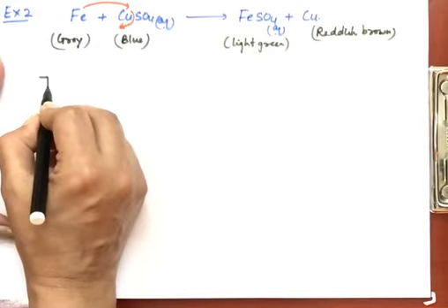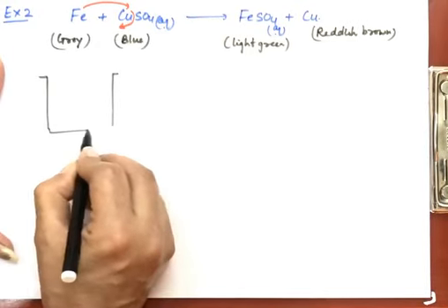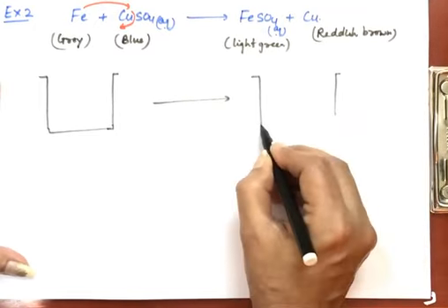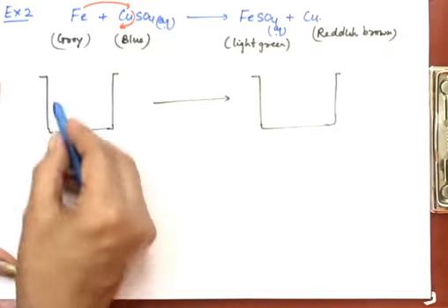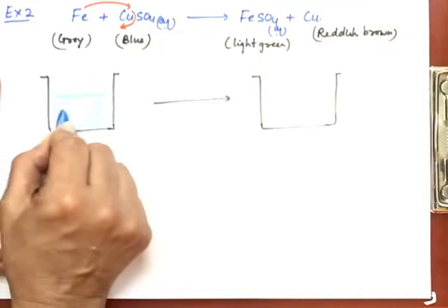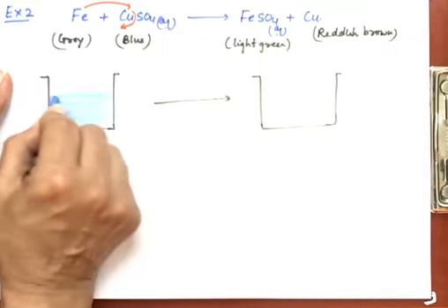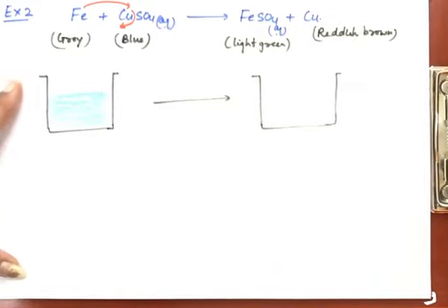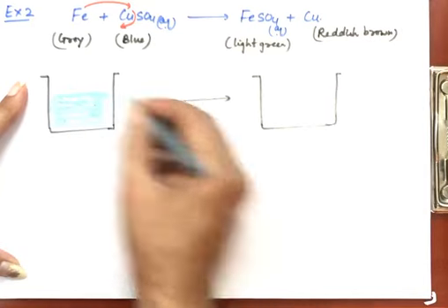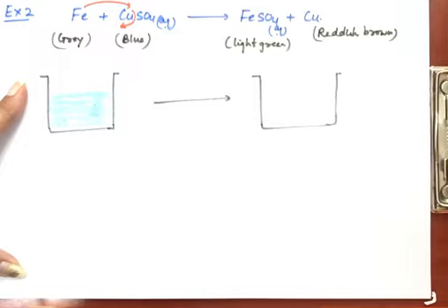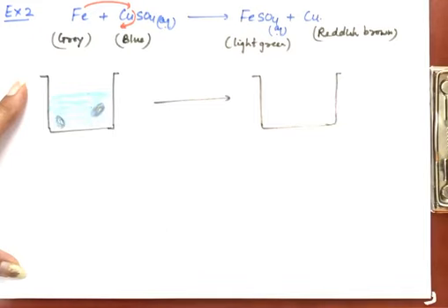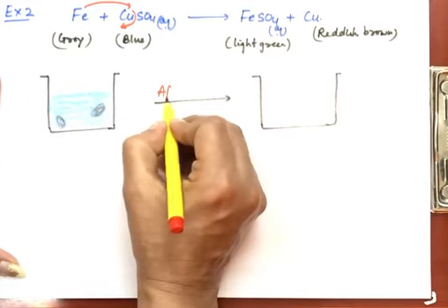So here if we show this, the change in the solution color and the metal: in the beginning we have taken a blue color solution, that is copper sulfate. So this I'm taking is copper sulfate, blue color. And the metal that we take here is iron, which is a grayish black color metal. So I'm taking the grayish black color, making it a little black. Like this. And after some time what will happen?